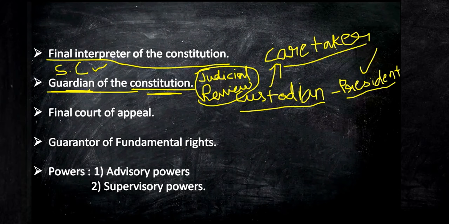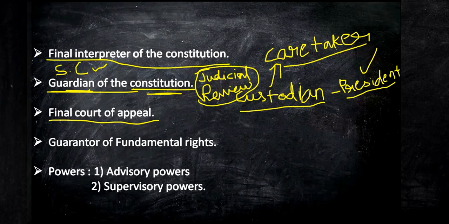So by using judicial review as the main tool, the Supreme Court is guarding our constitution. So the second function of the Supreme Court is to be the guardian of the constitution. Is it clear? Now the third important issue is that the Supreme Court is considered the final court of appeal.